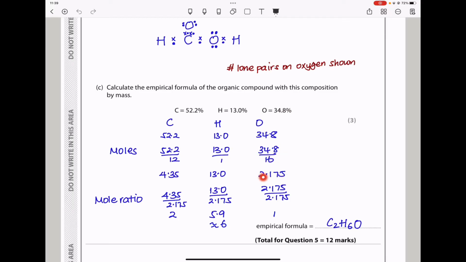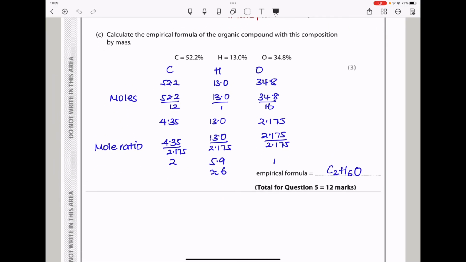The next step is to divide through by the smallest number of moles, which are these. So that divided by that gave me 1, and that divided by that gave me this. That divided by that gave me 2. So the empirical formula is carbon 2, hydrogen 6, oxygen 1, which we have here. So this brings us to the end of question 5. Let's continue to question 6.